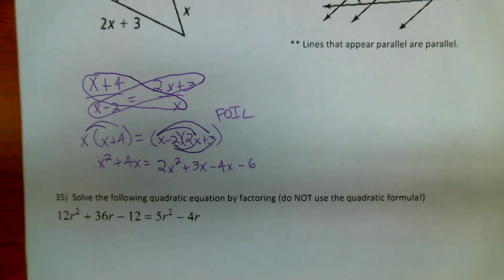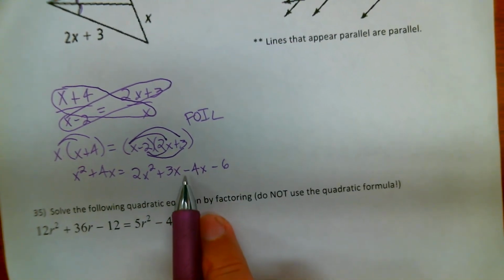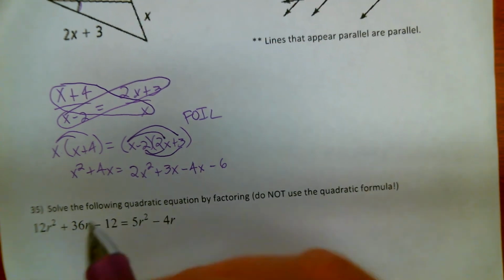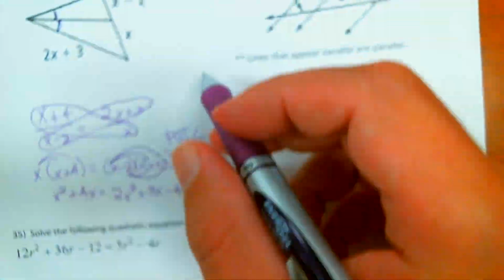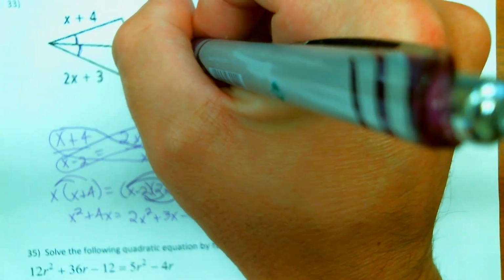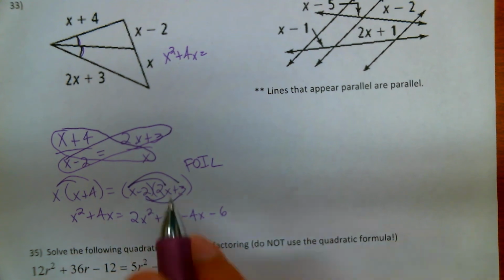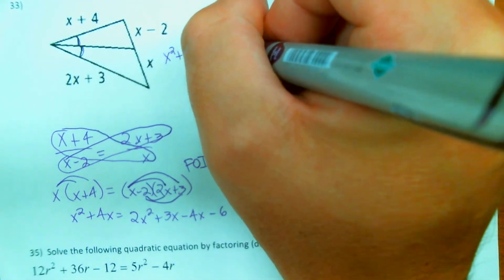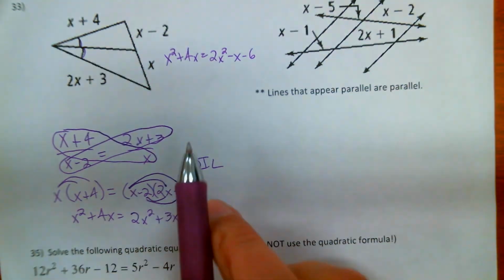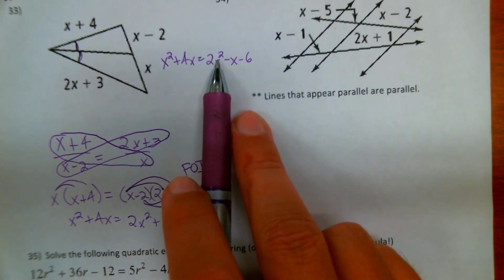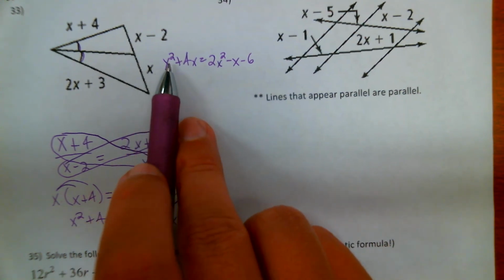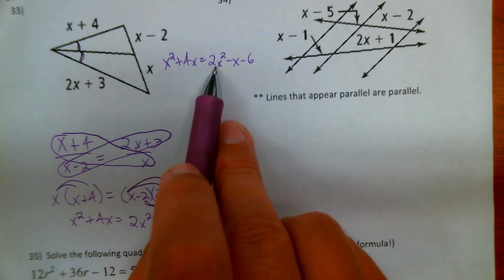Okay, all right, so now we need to simplify and combine our like terms. I'm going to come back up here. I have x squared plus 4x equals 3x minus 4x is negative x. So I have 2x squared minus x minus 6. I got a quadratic because my highest exponent is a 2, so I need to have this set equal to 0. So I'm going to subtract x from both sides.